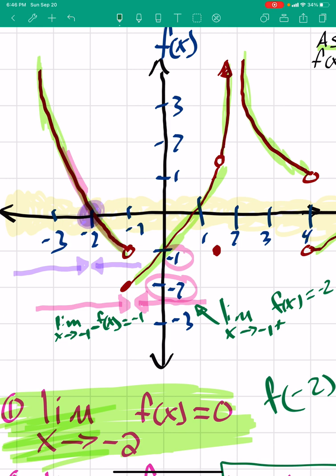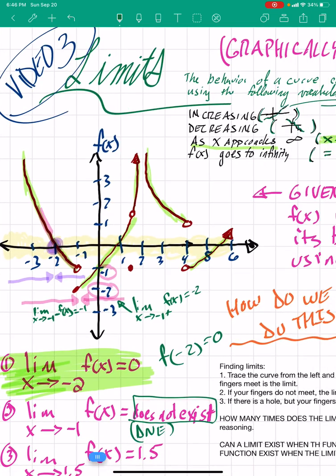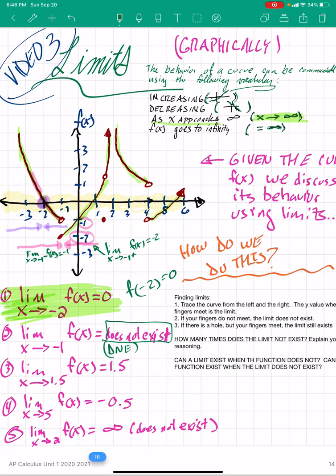But here's the question. Does the function exist when x equals -1? Yes, it does, because if you look at that function, f of -1 equals -2, because there is a solid circle on that graph. So here's an example where the function value is different than the limit.